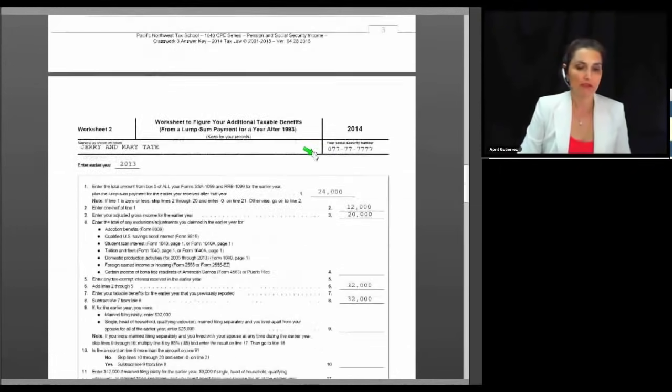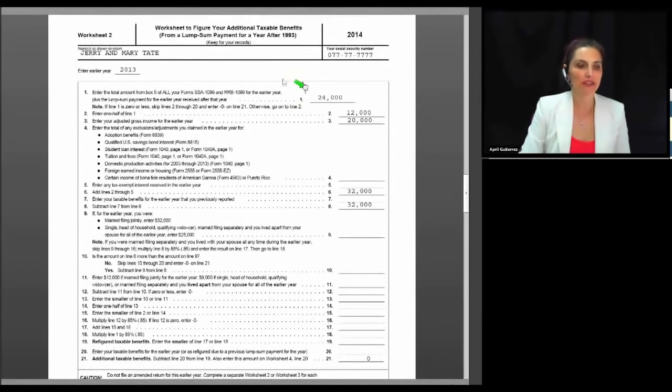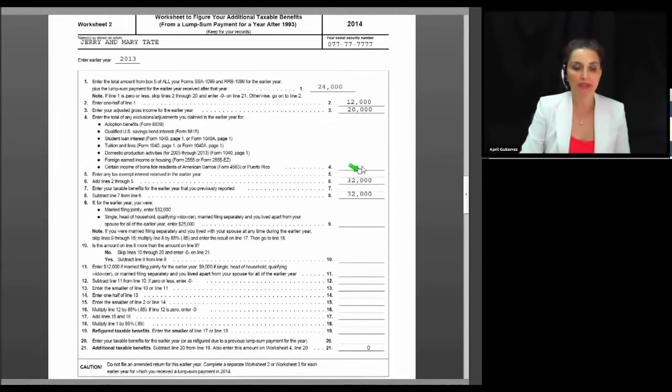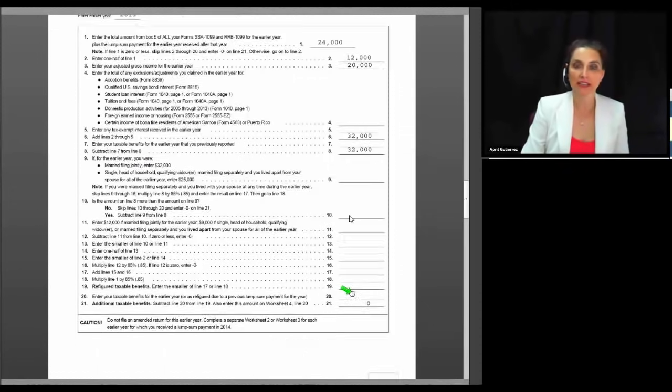We then do the same computation for 2013, and we get the same result. On the 2013 worksheet 2, we enter the total Social Security benefits that Jerry received in 2013, which was $12,000, and to that we add the $12,000 of benefits that Mary should have received. When we do that, we get 24. We divide 24 by 2, we get 12. We add that to all other income they received for the year, and we get 32,000. Well, 32,000 is equal to the base amount. That means that it's not more than the base amount, which means none of their benefits are taxable if they'd been received in 2013 as they should have been.